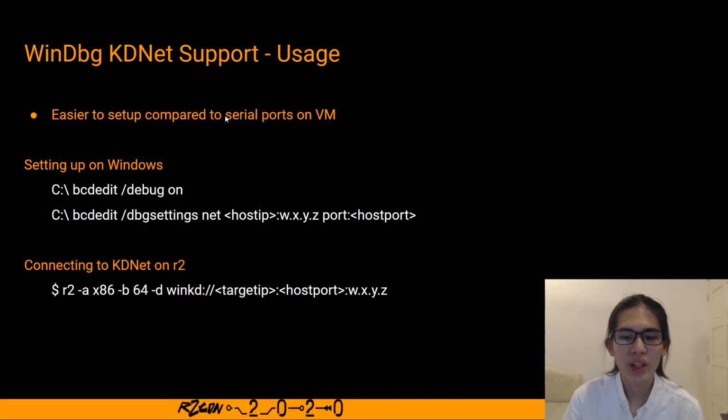Kernel debugging on Windows using KDNet is easier to set up compared to serial ports on a VM. We can run the following commands on Windows to enable kernel debugging over the network and connect to it with R2.